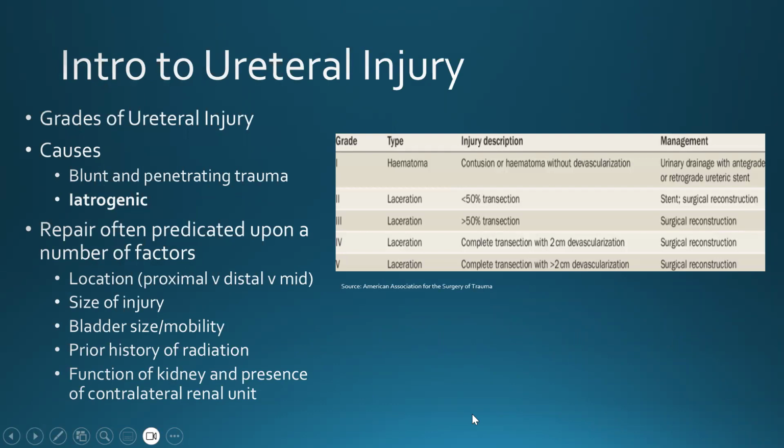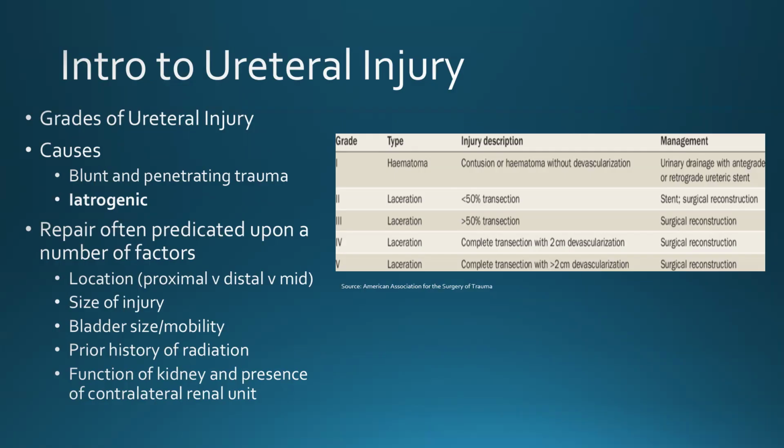So first, we're going to start with a little intro to ureteral injury. And ureteral injury is graded. This is from the American Association for Surgery of Trauma. And it's graded 1 through 5, with grade 1 being the least complex, with grade 5 injuries being the most complex. Causes of ureteral injury can be blunt and or penetrating trauma.